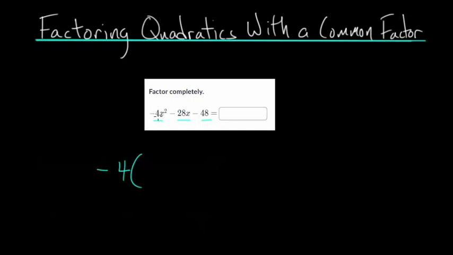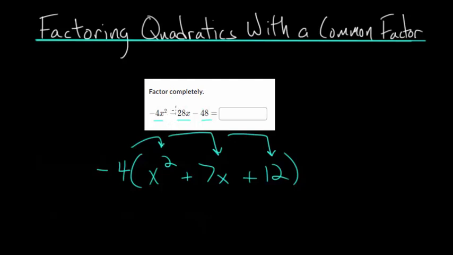So we're going to factor out that minus 4, and now we just need to know what is left. Essentially, each of these terms is being divided by minus 4. This one will just be x squared. Minus 4 divided by minus 4 is just 1. Minus 28 divided by minus 4 would be positive 7, so plus 7x. And minus 48 divided by minus 4 is a positive 12. Once you get to this step, you want to check your work. Redistribute the minus 4 and see if you get back what you started with. In this case, you would.